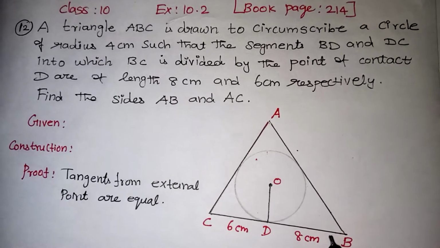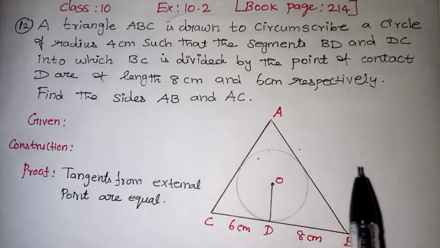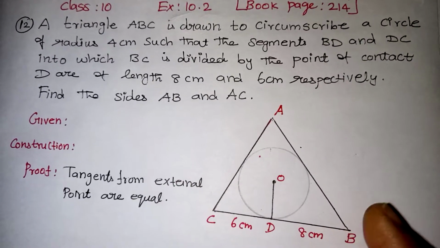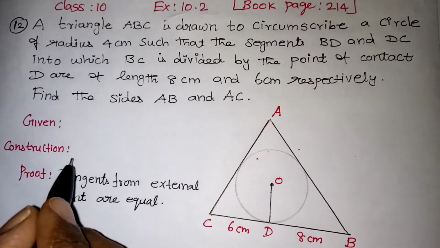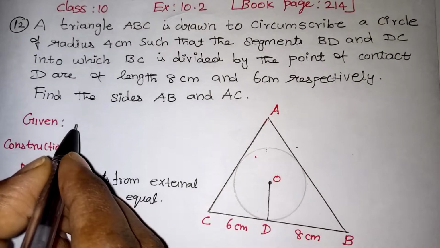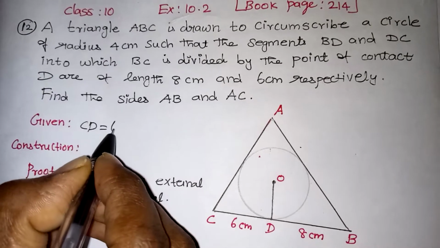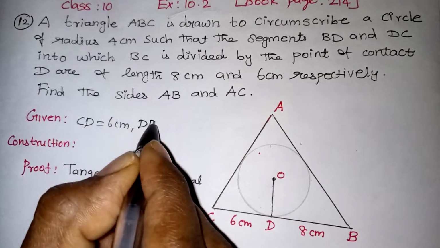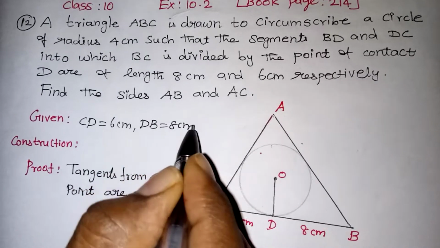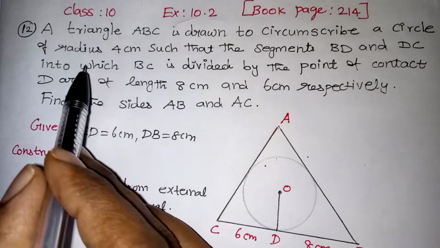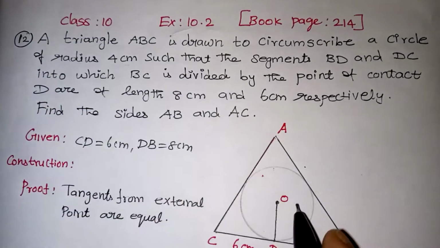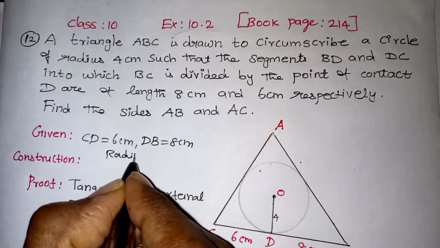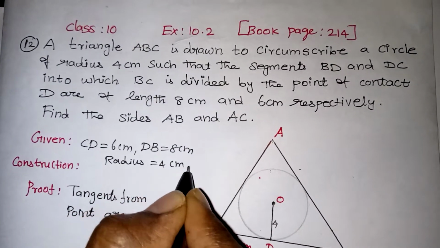Now here we need to find the sides AB and AC. So what are all the given values of the diagram? We'll write it here. Given is CD is 6 centimeter, and DB is equal to 8 centimeter, and here they have mentioned that the radius of the circle is 4 centimeter. So this is 4 centimeter, radius equal to 4 centimeter. All these three are given in the diagram.